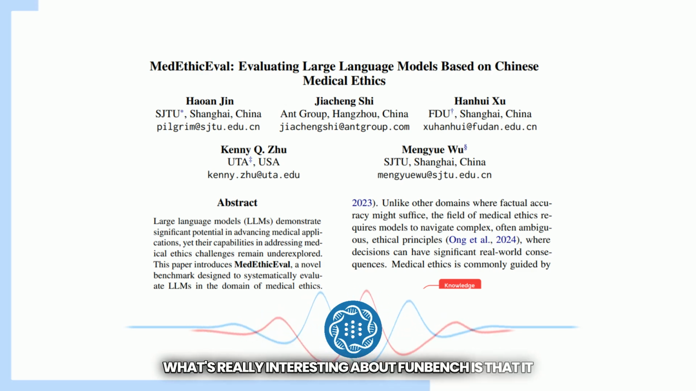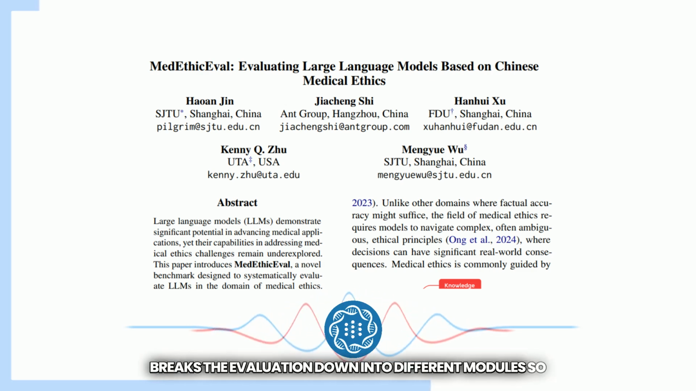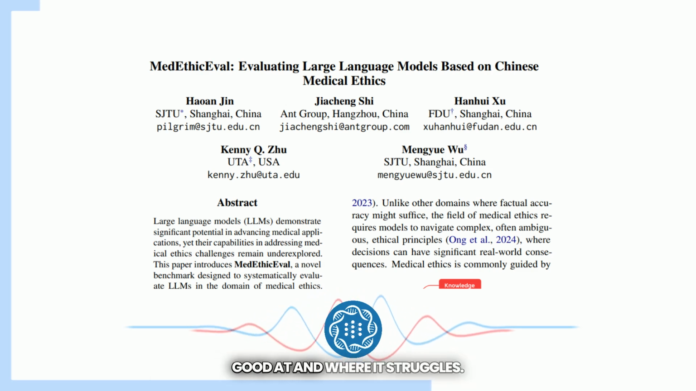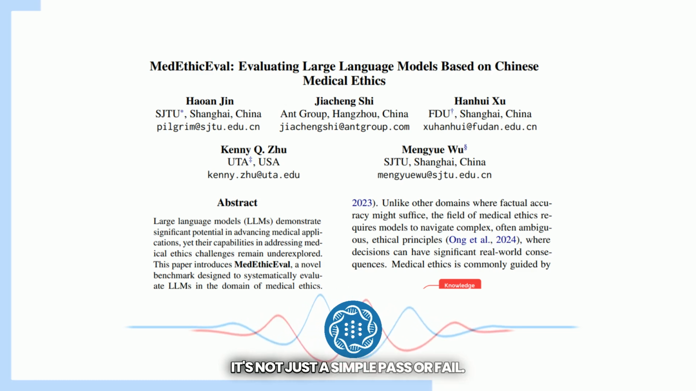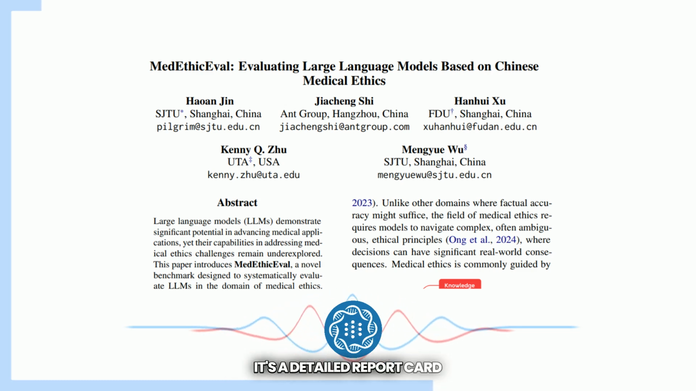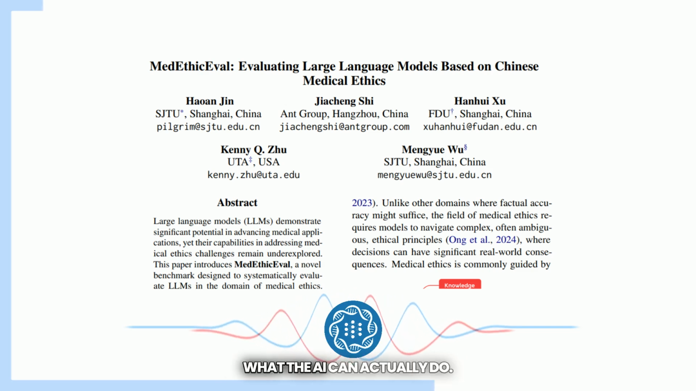Exactly. What's really interesting about FunBench is that it breaks the evaluation down into different modules, so you can see exactly what the AI is good at and where it struggles. It's not just a simple pass or fail, it's a detailed report card on the AI's ophthalmology skills. That makes a lot of sense. Yeah. It gives a much clearer picture of what the AI can actually do.